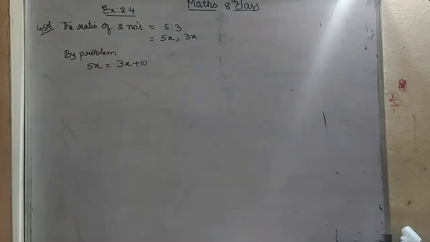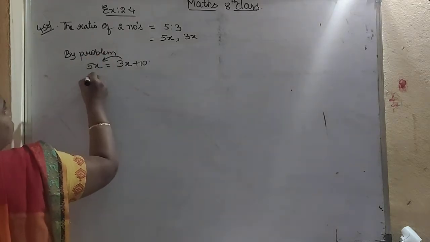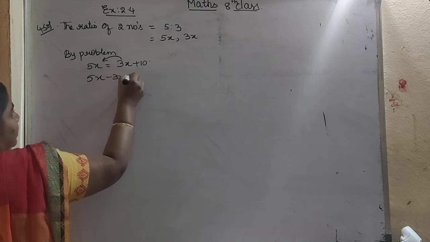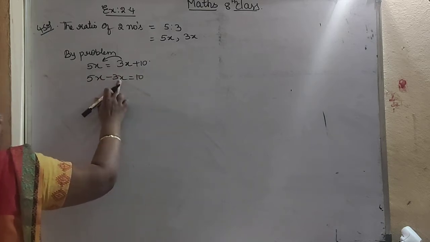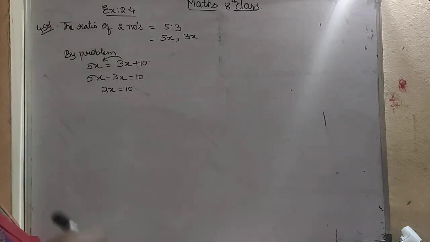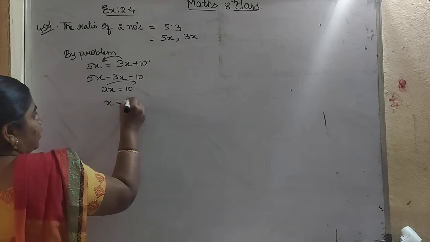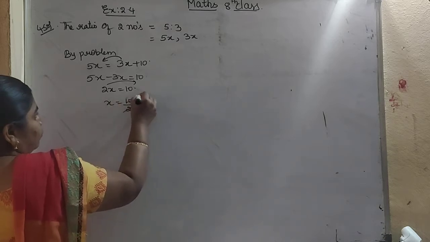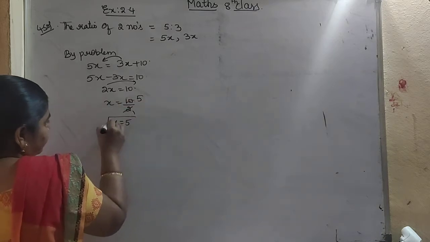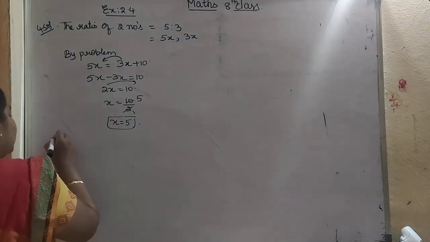Now we have to find the numbers. Transpose 3x to this side, so 5x minus 3x equals 10. 5x minus 3x is 2x, so 2x equals 10. Transpose that 2 to the other side, and it becomes division. So x equals 10 by 2. What is the x value? 5.